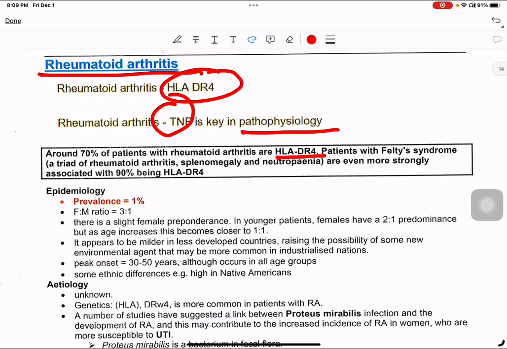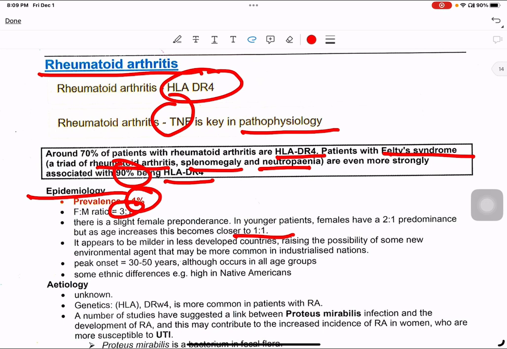And those with advanced disease who develop Felty's syndrome, that is the combination of rheumatoid arthritis, splenomegaly and pancytopenia or neutropenia, are strongly associated with HLA-DR4, that is 90% associated with HLA-DR4. Epidemiology: prevalence is 1% among the general population. The male to female ratio is 3:1 in the early stage, but when the age increases, it is closer to 1:1. Peak age of onset is 30 to 50 years of age.